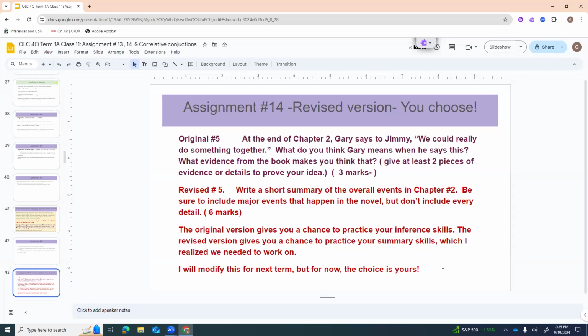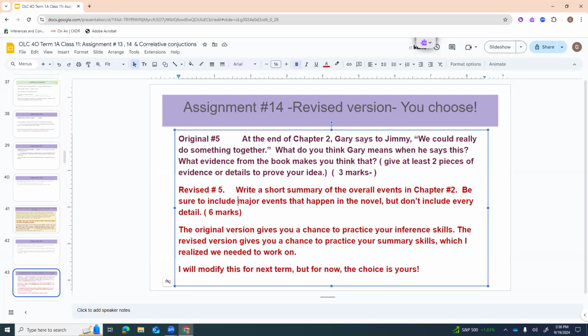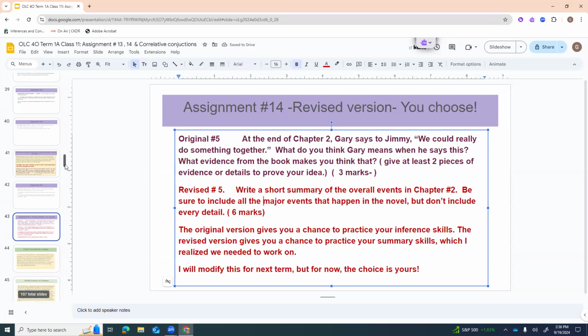Later on, at the beginning of this year, I looked at it and realized I wanted to talk a little bit about how to do a summary. So I changed it into a summary question. If this is the version you've got, that's great. Either one is totally acceptable. Here, I'm just asking you to write a short summary of the overall events in chapter 2. Be sure to include all the major events that happen in the novel, but don't include every single detail, right? Your summary shouldn't be as long as the original chapter. Okay. So right now you can choose either one.